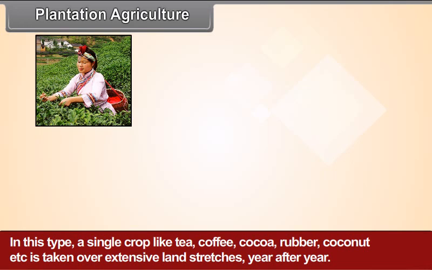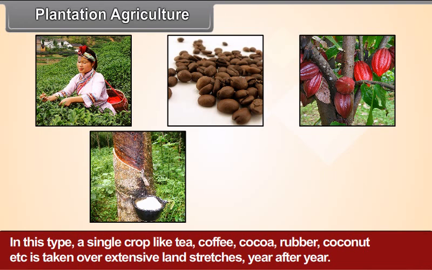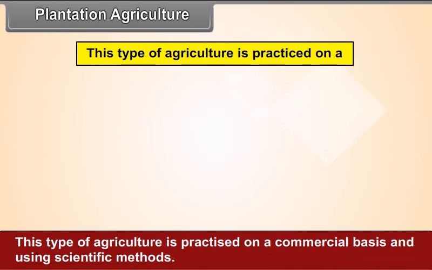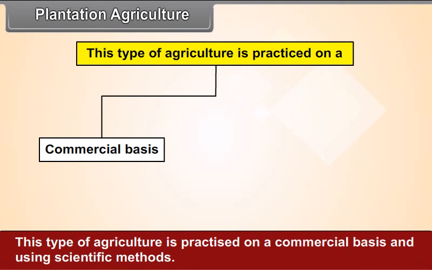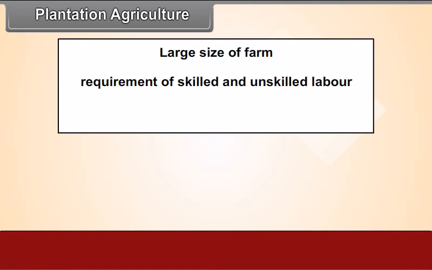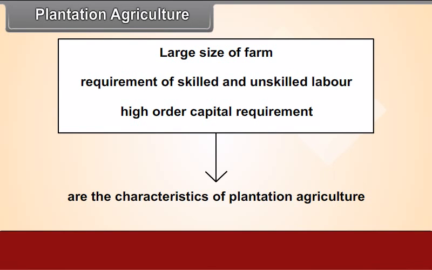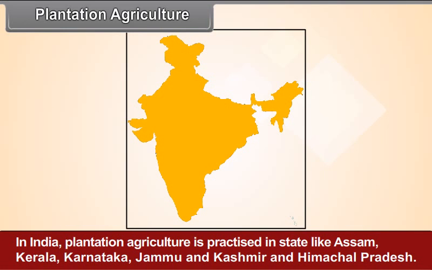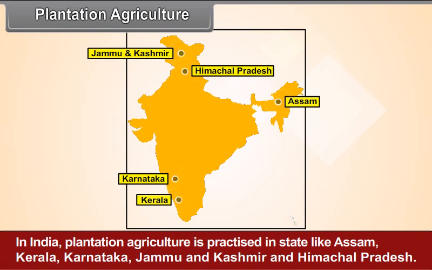In this type, a single crop like tea, coffee, cocoa, rubber, coconut, etc. is taken over extensive land stretches year after year. This type of agriculture is practiced on a commercial basis and using scientific methods. Large sizes of farms, requirement of skilled and unskilled labor, high order capital requirement are the characteristics of plantation agriculture. In most of the plantations, from once sown plants, production is obtained for many years. In India, plantation agriculture is practiced in states like Assam, Kerala, Karnataka, Jammu and Kashmir, and Himachal Pradesh.